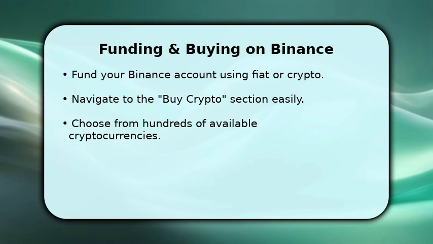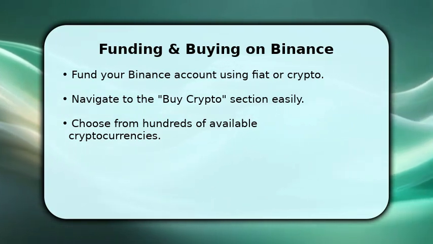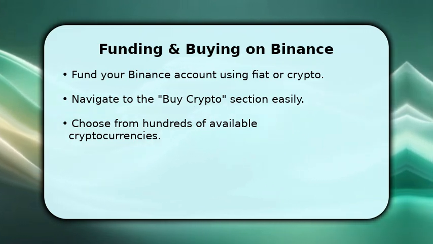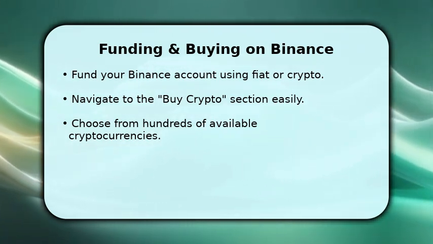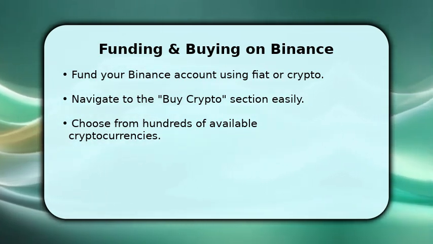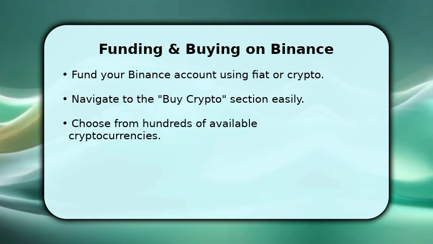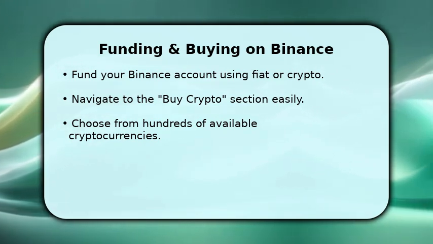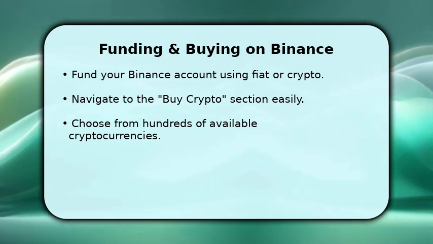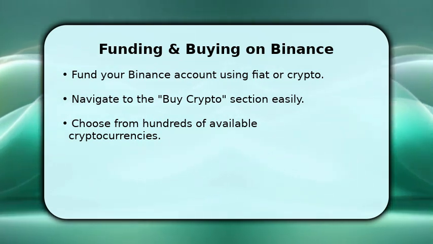To begin, you'll need to fund your Binance account. You can deposit fiat currency, like US dollars, via bank transfer or credit card, or transfer existing crypto from another wallet. Once funded, head to the Buy Crypto section. Here, you can select your desired cryptocurrency, such as Bitcoin or Ethereum, and complete your purchase with just a few clicks. It's a straightforward process.